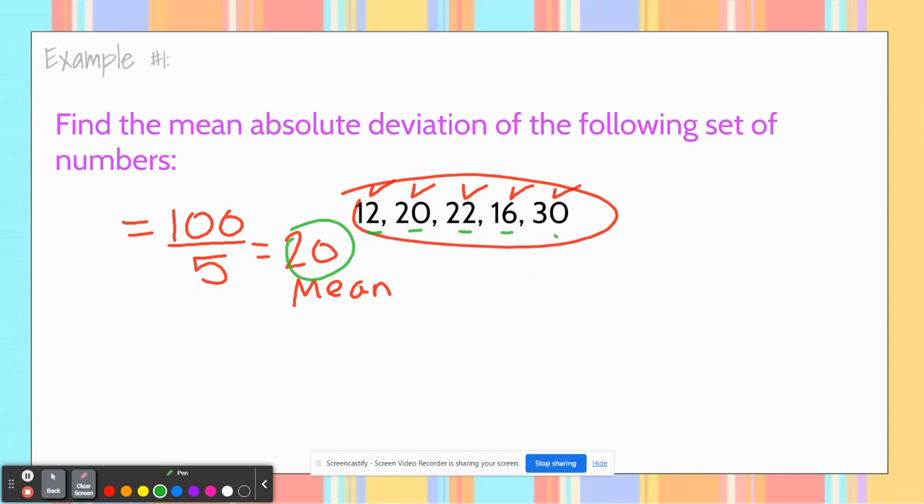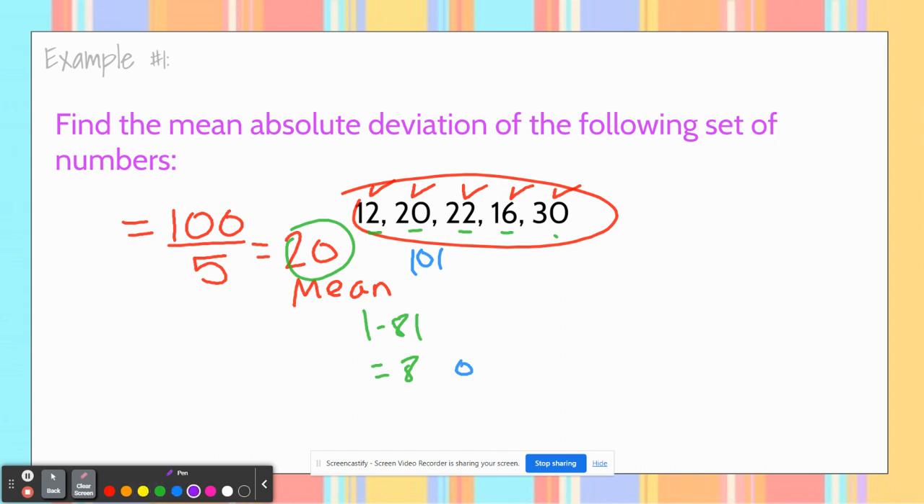So we're going to see what is the distance between 20 and 12. So we subtract that, you would get 12 minus 20 is negative 8. But we're taking the absolute value of negative 8, which means what is the distance from negative 8 to 0? That distance is 8. Then we're going to find 20 minus 20, which is 0. But we're finding the absolute value of 0. So how far away is 0 from 0? It's 0.